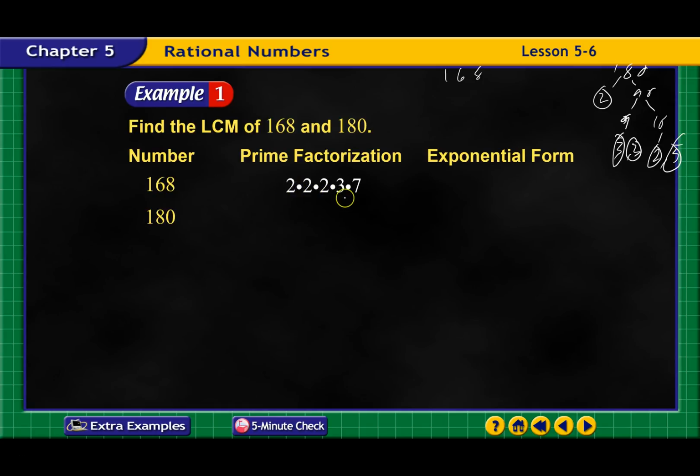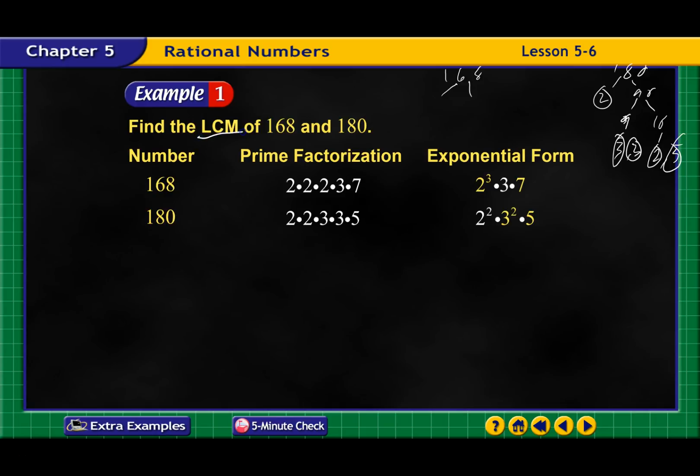So 2, 2, 2, 3, 7, that would be 168. If we turn that into exponential form, so 2, 2, 2, we'd make that an exponential form. If there's three 2's, we'd put the exponent up there, and then the singles. We take the one that I just did here, so two 2's, two 3's, and a 5, and turn that into exponential form.